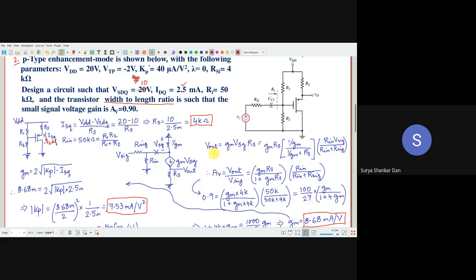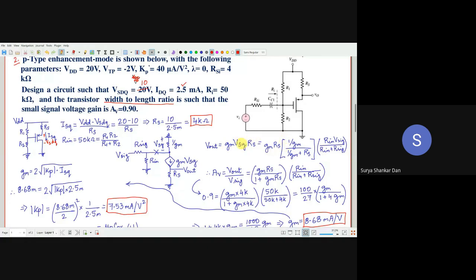What we will do is essentially use the AC analysis circuit, because AV is provided. So Vout will be equal to, in this equivalent circuit, how much? Notice the current which is flowing through RS. So gm VGS into RS, gm not VGS but VSG, because it is PMOS. So Vout will be equal to gm VSG into RS. That means gm RS into VSG.